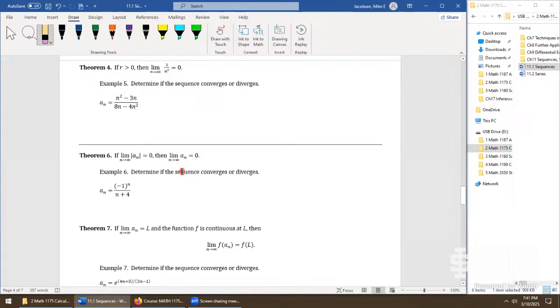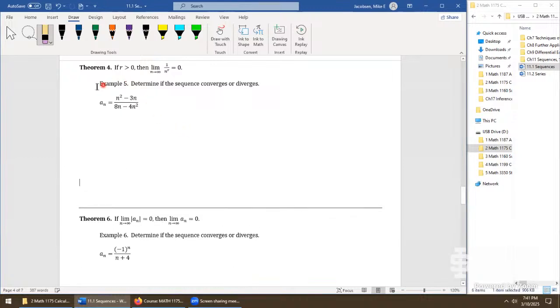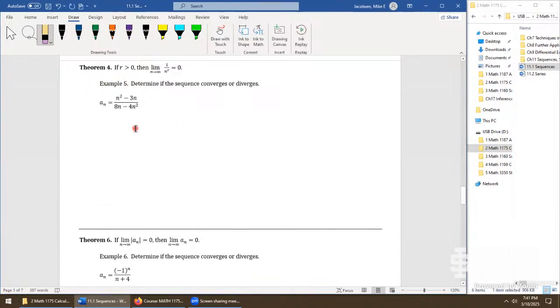Theorem 4, and this one's pretty big because it allows us to calculate the limit of these sort of things, rational functions. So what is provided is just a sequence. This is the nth term, a sub n. And when n is 1, it gives us one term. When n is 2, we get another. So it generates out a list of terms like we were seeing in the first problems.